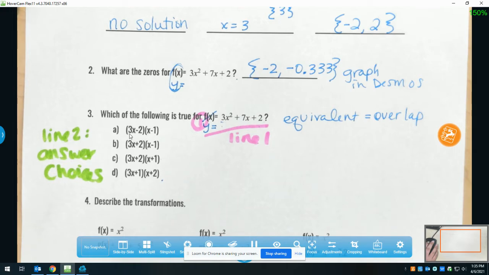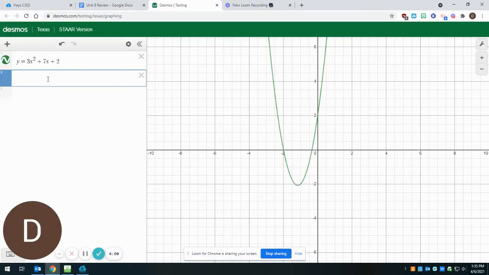So starting with our first answer choice, and I'm just going to leave this in there. Bringing up line 2, I am going to type a y equals. You always want to lead with that so that Desmos knows that you want it to graph. So coming in with our 3x minus 2 and then x minus 1. I'm looking to see, do I have overlap? So these are clearly not lying one on top of the other. So that tells me that this first one, answer choice A, can be eliminated.